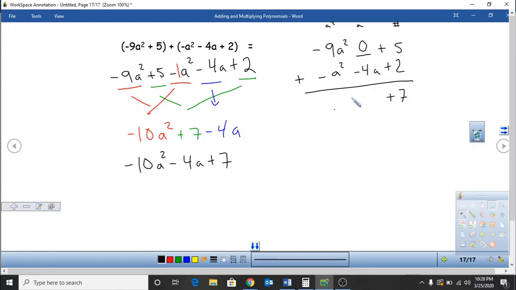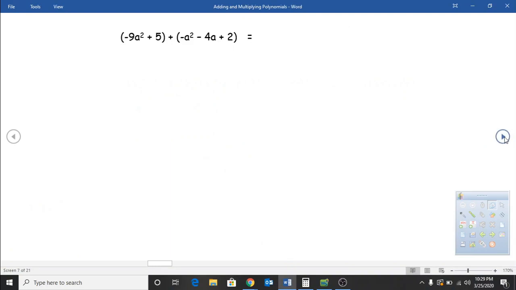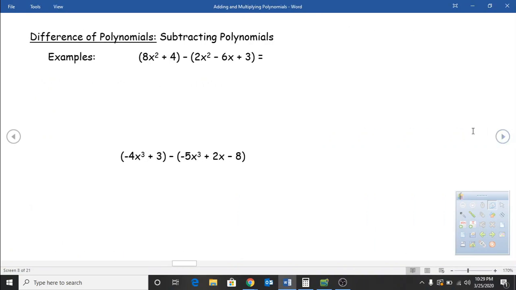5 plus 2, well, that's just 7. There's nothing here, so I'm going to put a 0. Well, what is 0 minus 4a? If you have nothing minus 4a, then you just have minus 4a. And then you have a negative 9a squared plus another negative a squared, all right? Since this is negative, you're just taking another one away, so you have negative 10a squared. So notice how I still get the same answer regardless of the method that I use. But if you find this a little bit easier, maybe it will be easier, all right?